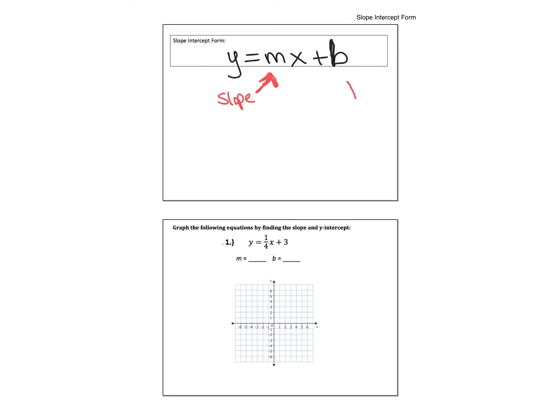And the b is the y-intercept. It's where you begin. I always think of it as begin because it's a B, and it's where the line hits the y-axis. Okay, so it's where the line hits the y-axis. So the m, the number in front of the x, is always your slope. It's your rise over your run. And then your b is your y-intercept.